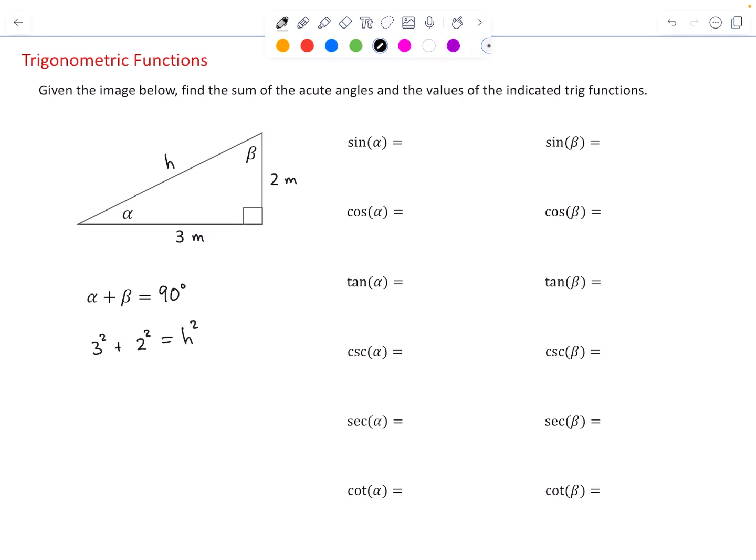Well, we can solve for h by squaring 3 and 2 separately and getting 9 and 4 and adding those. That gives us 13. So mathematically, h could be plus or minus the square root of 13. But since h represents a length, let's go ahead and get rid of the minus option and keep only the positive radical. Okay, let's do the first column next.